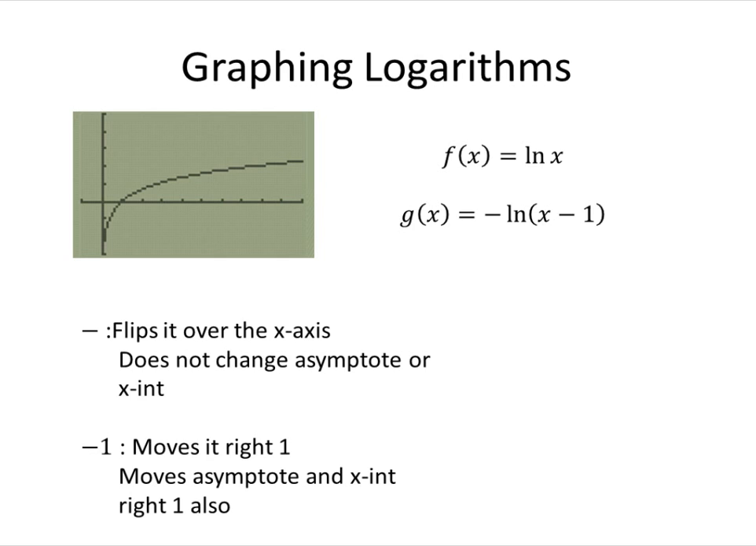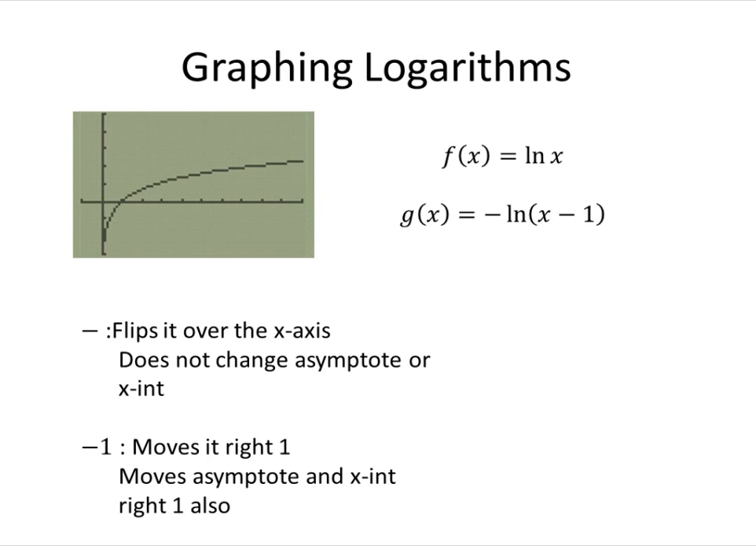Whenever you put a negative in front of the function, it's going to flip it over the x-axis. This does not change the vertical asymptote. We still have an asymptote at 0. It's just that the curve is going to be pointing up instead of down. And it does not change our x-intercept. Our x-intercept is still 1, but instead of going through 1, going from below the line to above, it's going to be above and go through and be below.